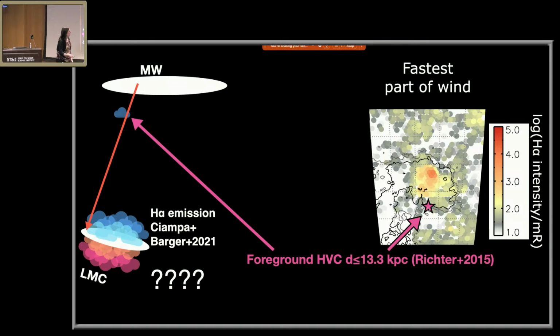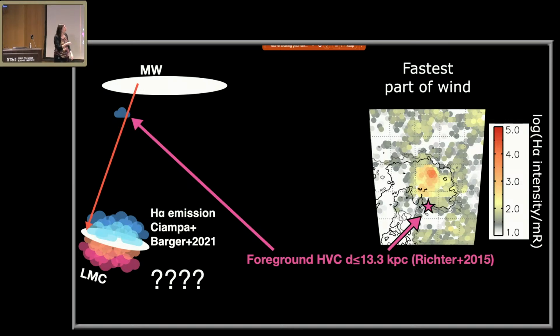And at this spot over here, there happens to be a high velocity cloud with a known distance at 13.3 kiloparsecs or closer. It's a limit on the distance over there. So that tells us that there has to be some gas in this direction that is close to the Milky Way. So then the question is, okay, well, we have convincing evidence that it could also be associated with the wind, so what's going on here?